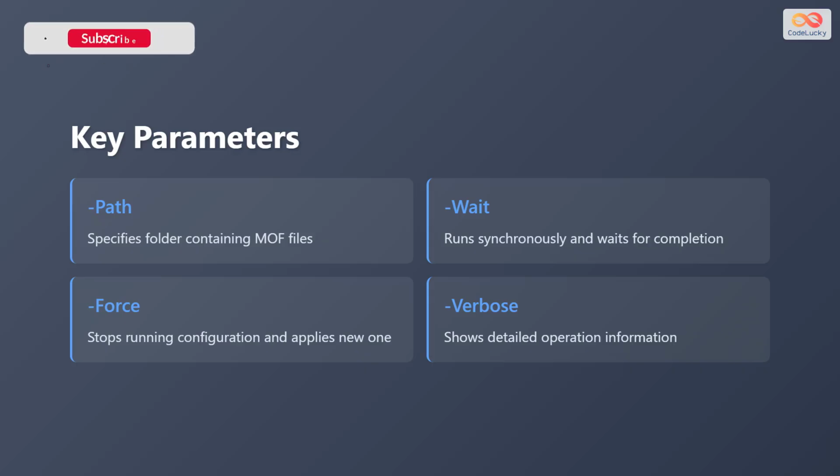Let's explore the key parameters. The -Path parameter specifies the folder containing your MOF files. The -Wait parameter makes the command run synchronously, waiting for completion before returning control. The -Force parameter stops any running configuration and applies the new one. And the -Verbose parameter shows detailed information about what's happening during the operation. Understanding these parameters helps you control exactly how your configurations are applied.